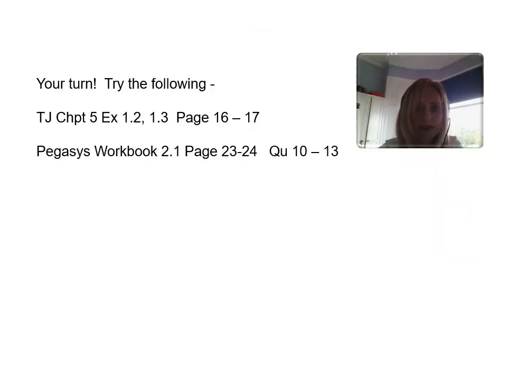So again, some more examples for you to try for those on chapter 5, page 16 to 17, exercise 1.2, 1.3, and the Pegasus workbook, page 23 and 24, questions 10 to 13, having a look at some of those types of questions.